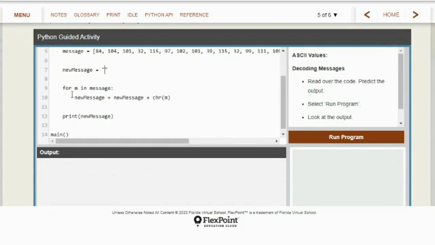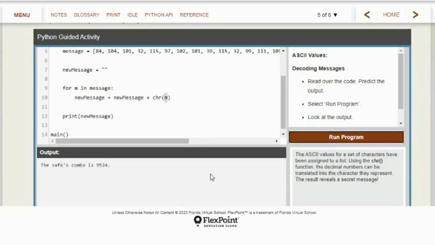So then they've created a for loop. For M in message, new message equals new message plus the character M, which M will start at the beginning. And as the loop goes, it'll keep going till it gets to the end of that list. And it's adding it to new message. So it's going to put them in order together and then print it. So let's run that. There it is.